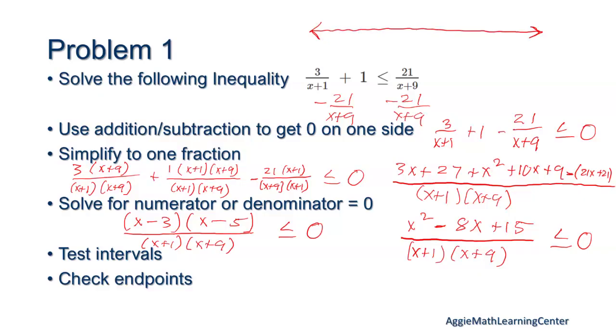Our critical points are, so what's going to make the numerator 0 is 3 and 5. And what makes the denominator 0 is -1 and -9. So if we put those in our number line, you have a -9, -1, 3, and 5. So now we need to figure out where it's going to be positive and where it's going to be negative. And so you can pick a point in between in each of these sections on your number line and plug that number into this equation and figure out whether it's positive or negative.